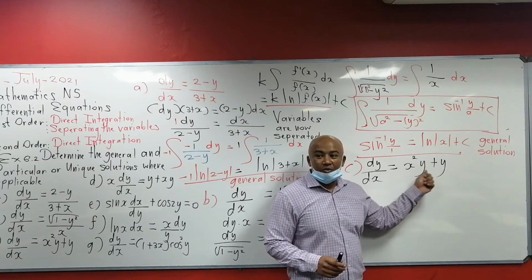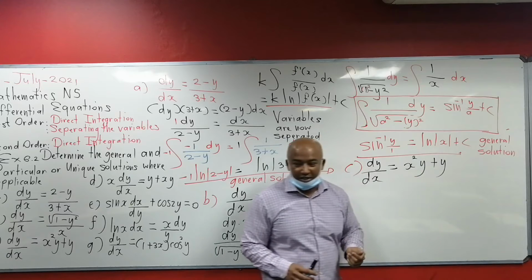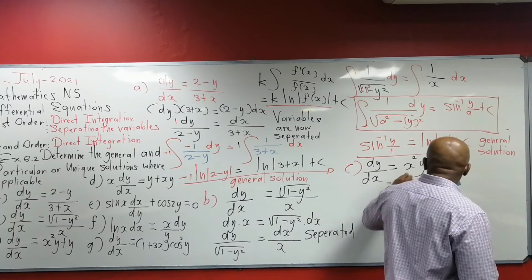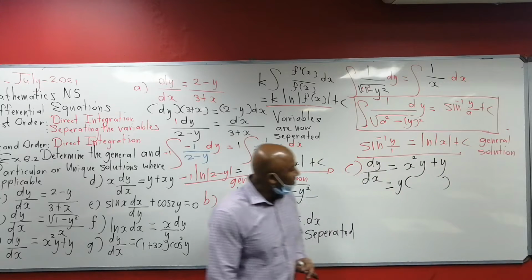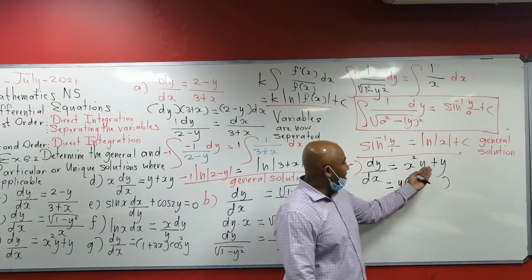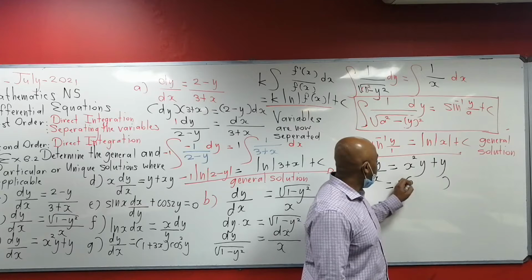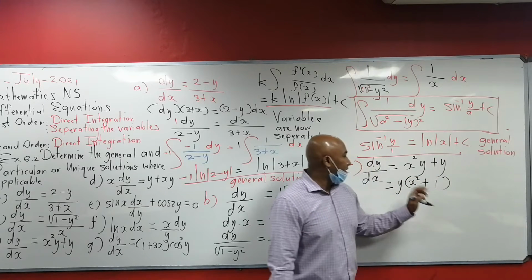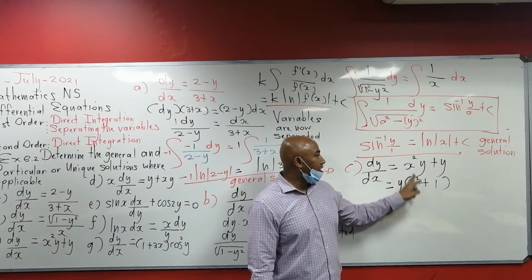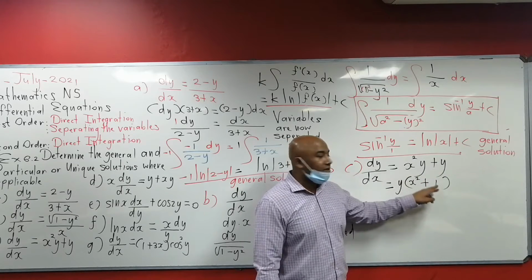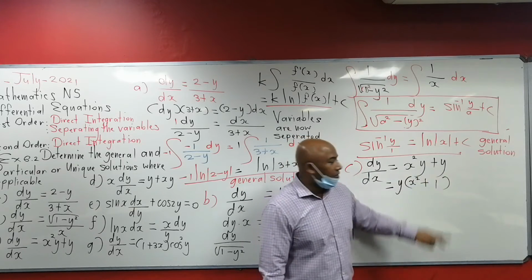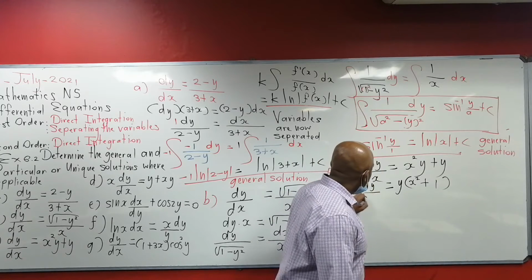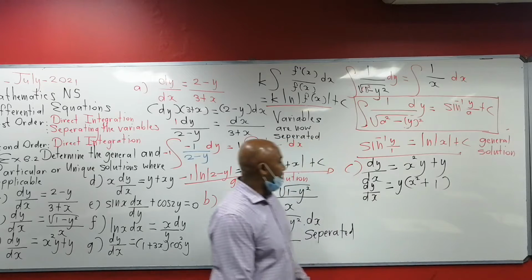We need to take out y as a common factor. Right. So if I take out y as a common factor, then what am I left with now? If I take out y here, I'm left with x squared plus 1. Right, because y times x squared is x squared y, and y times 1 is y. You can see that. And on the left hand side, I still have my dy over dx.